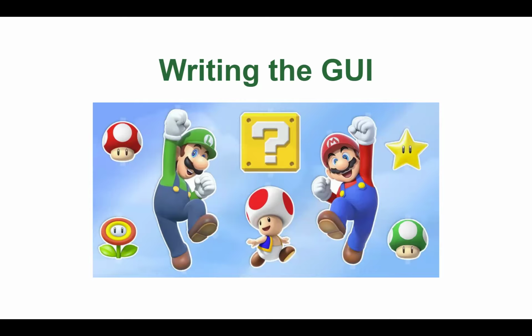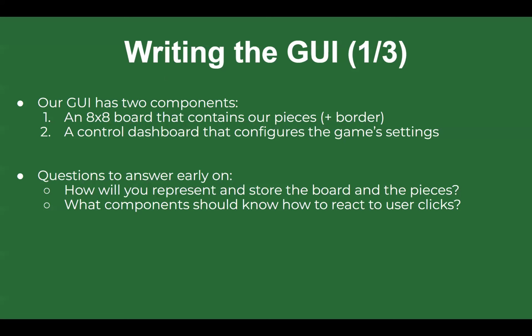All right, so let's talk about writing the GUI. If you don't know what that is, it stands for Graphical User Interface, and it's just a fancy word for what you'll interact with in terms of the game. So it has two components for Othello. There's the actual board, which is an 8x8 board, and it also has a border.